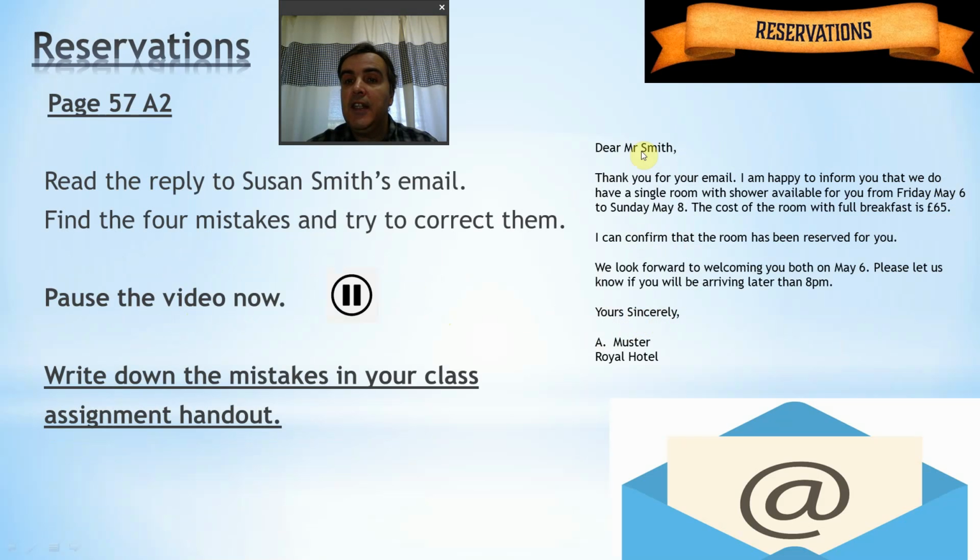There's some good things here, especially using dear at the beginning of the email is very good. Using yours sincerely at the end before you write your name is also a very good thing to do. This is a nice phrase as well. We look forward to welcoming you both. I can confirm that the room has been reserved. All of these are nice formal ways of writing and giving your confirmation.